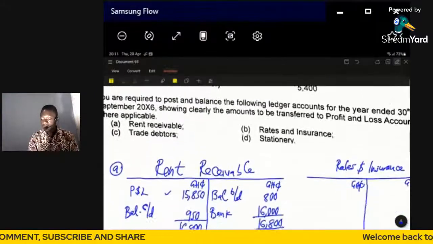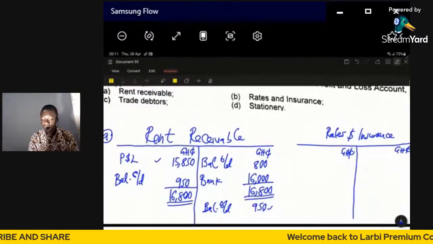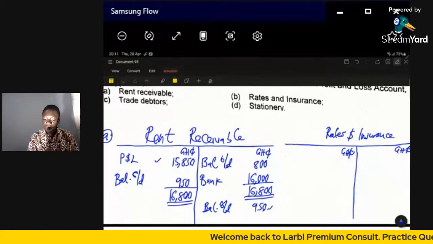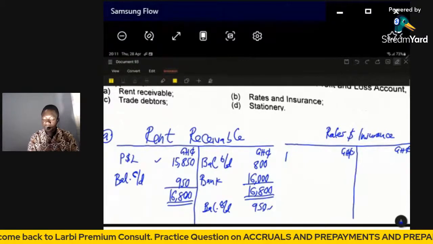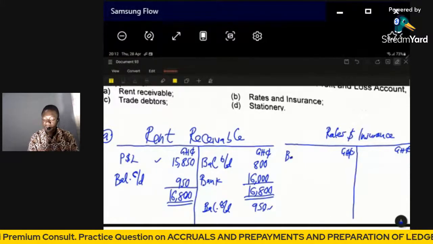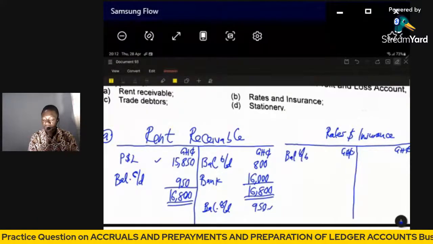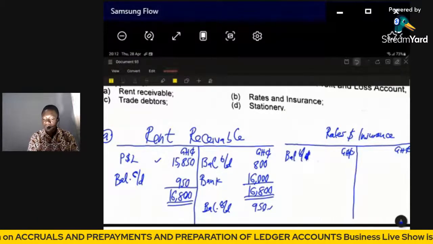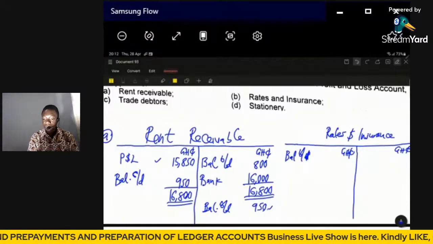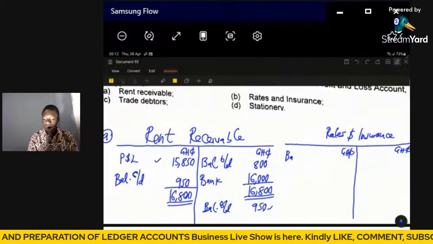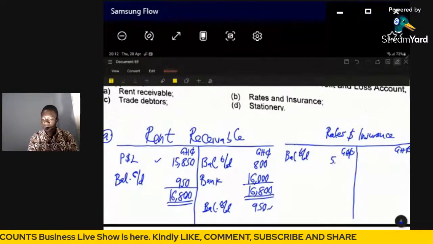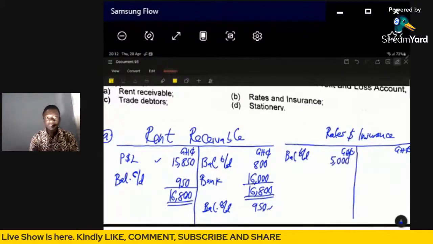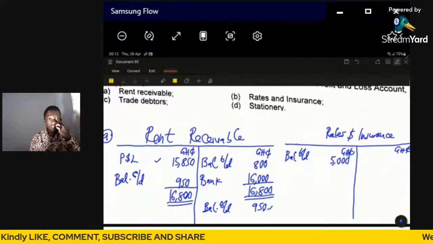So straight away, here our rates and insurance is going to be a balance that we have brought from the previous period. As balance brought down, and that's going to be 5,000 at the debit side of rates and insurance. I hope that is clear.